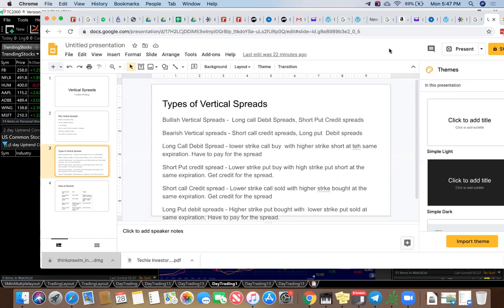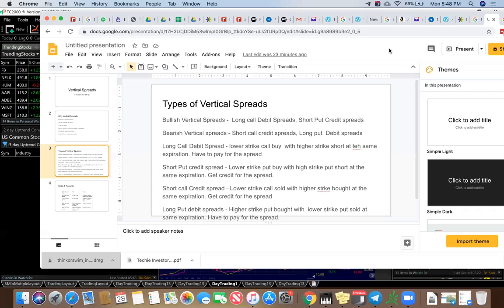Similarly, the bearish vertical spreads, we also call them short call credit spreads. What does that mean? Again, as I said before, the vertical spreads are always directional. In the bearish, you're selling the lower strike call and buying the higher strike call. What you're betting is that the stock price will not go above 120.